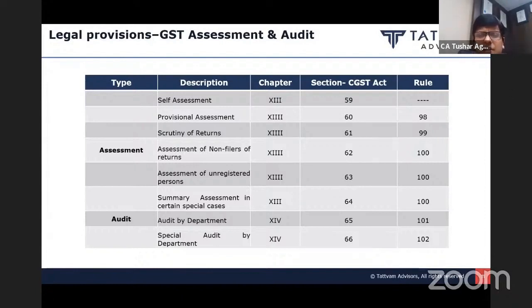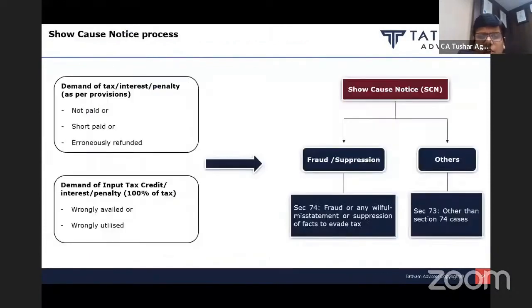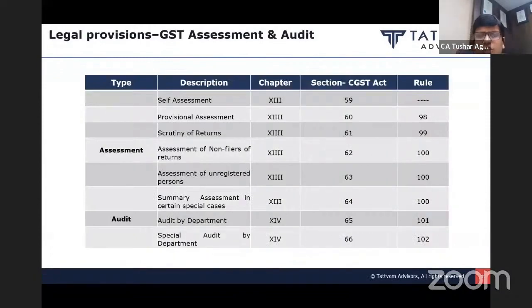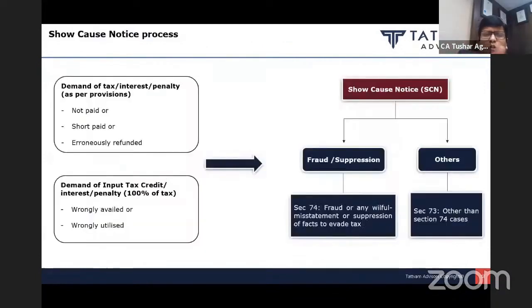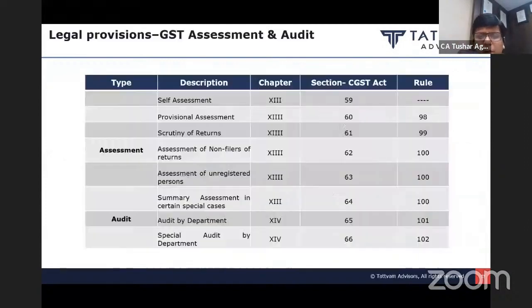Under ASMT 10, if you reply and the officer is satisfied, the transaction is over. Otherwise, he proceeds to issue a show cause notice under section 73 and 74. So if assessment is not closed in scrutiny of returns, the officer is not satisfied, he cannot create a demand under scrutiny of returns. He will proceed to issue a show cause notice to you under section 73 and 74, for which you have to make a reply.